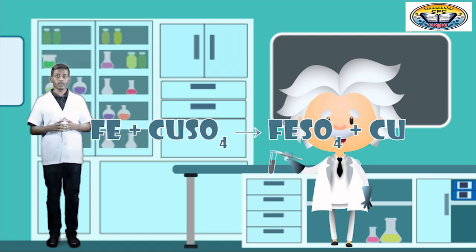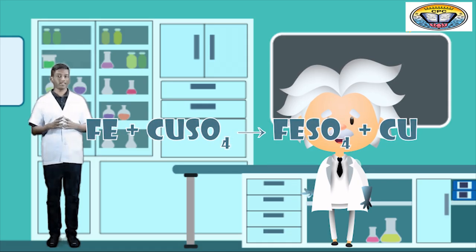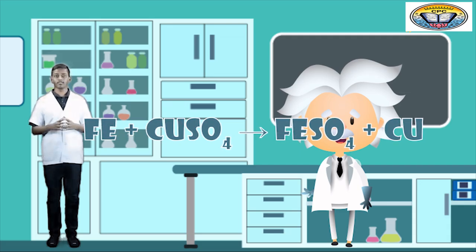We observe that the iron nail has turned into a brown color and the copper sulfate solution, which was initially blue in color, has faded. By this we can say that iron has displaced copper from copper sulfate solution. That is, iron is more reactive and copper is less reactive when compared to iron. Thus, iron displaced copper from copper sulfate.